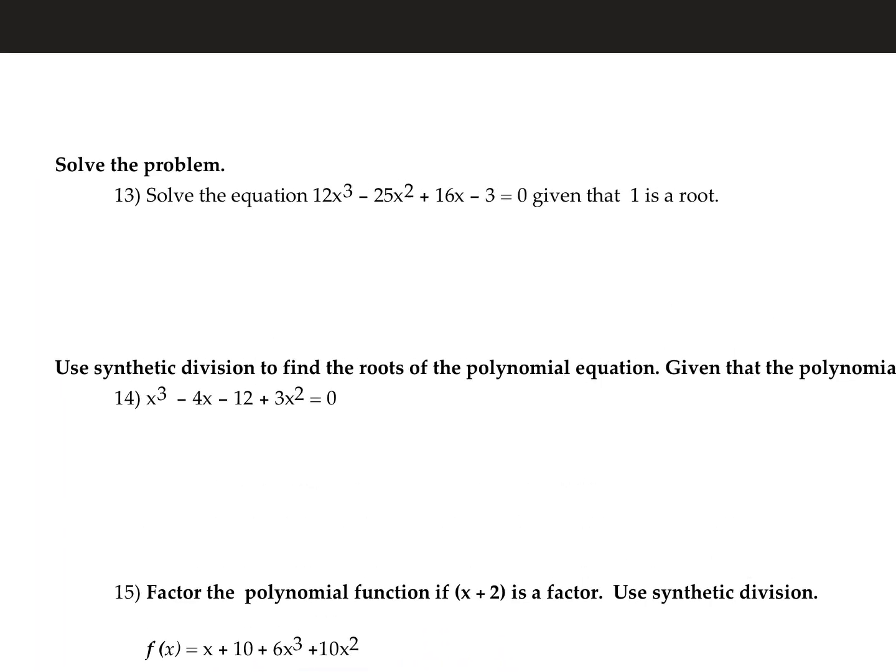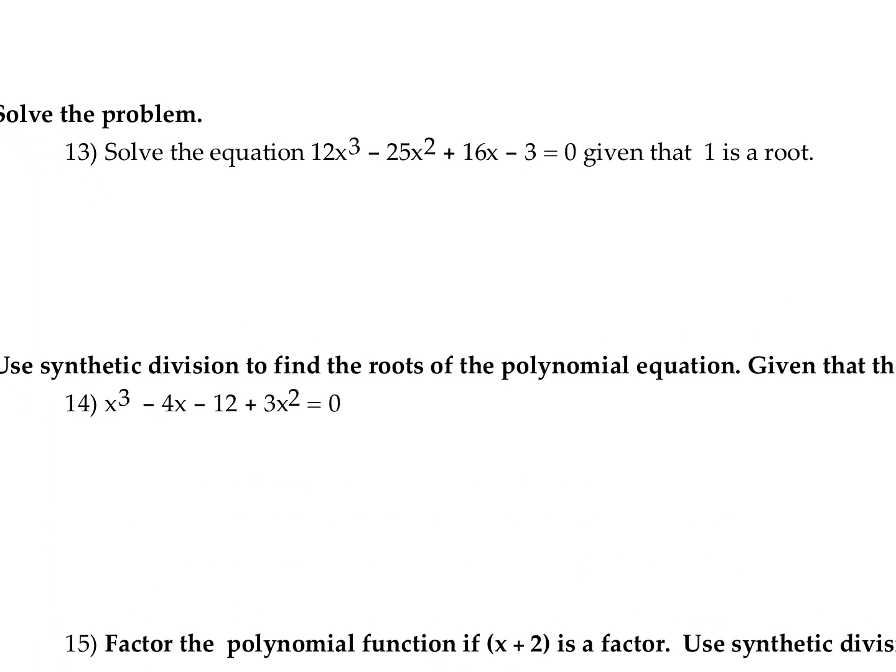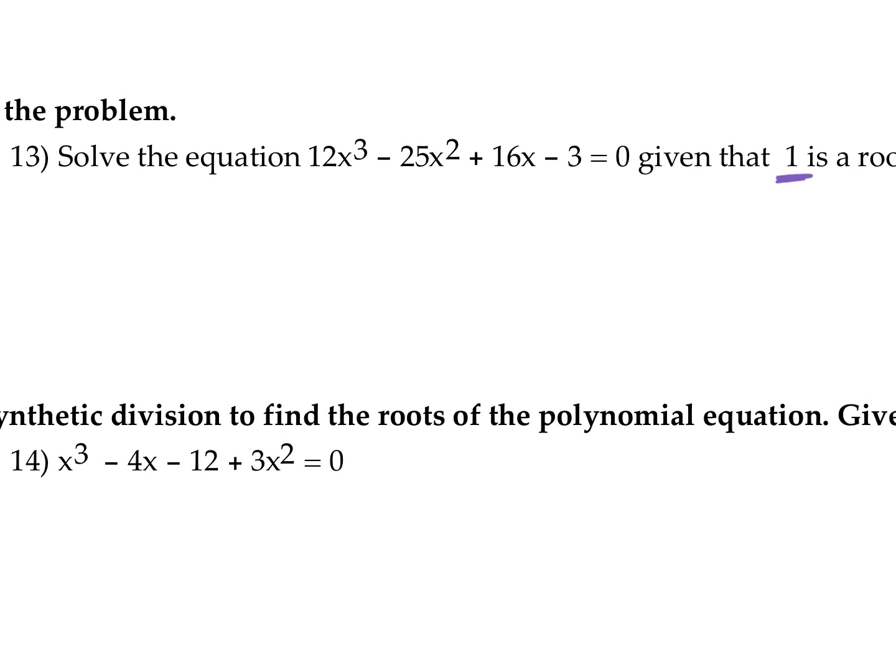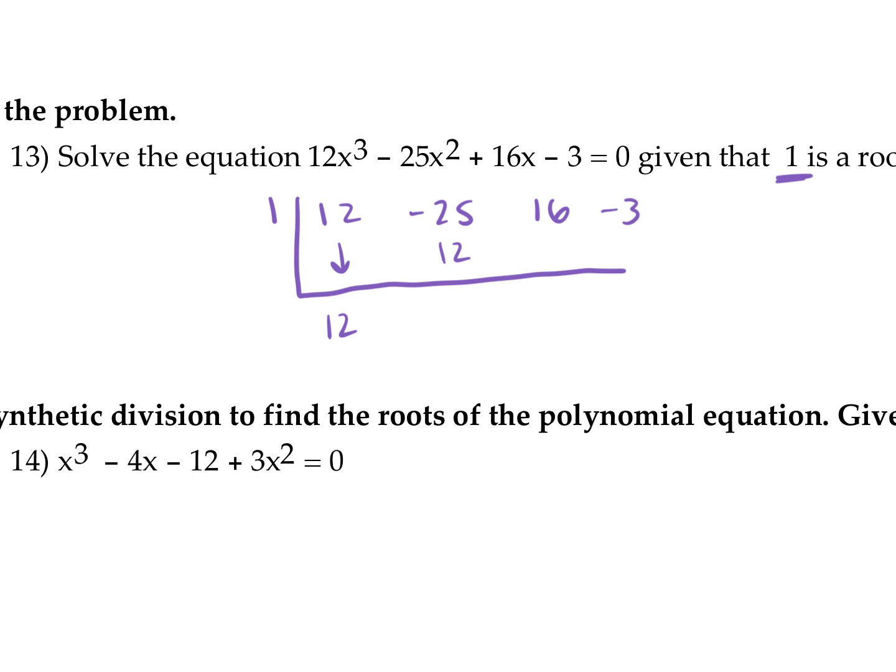For 13, we have to solve given that 1 is a root. So 1 is a solution. So I can divide by 1, so use synthetic division with 1 on the outside. My coefficients go on the inside, so 12, negative 25, 16, and negative 3. Drop down the 12, multiply, add. This would be negative 13, add, multiply. So we get negative 13, then add. This would be positive 3, multiply, add, we get 0.